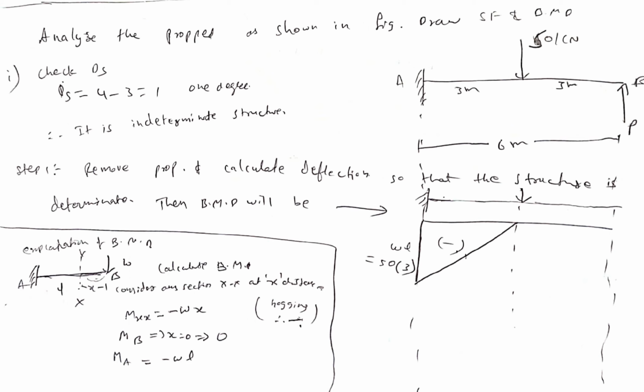The next step, we need to remove the prop and calculate the deflection, and draw the bending moment diagram. We need to remove the prop P, and due to the load of 50 kilonewton, we need to calculate the deflection delta 1. For that, we need to draw the bending moment diagram, which you can see here in the figure.